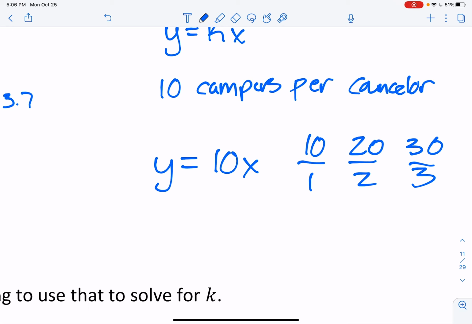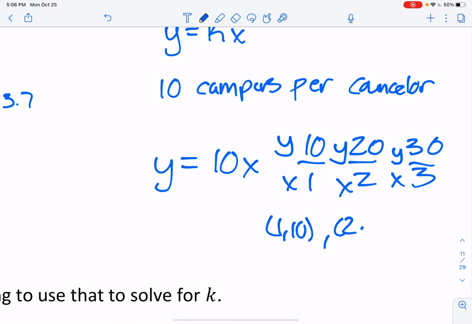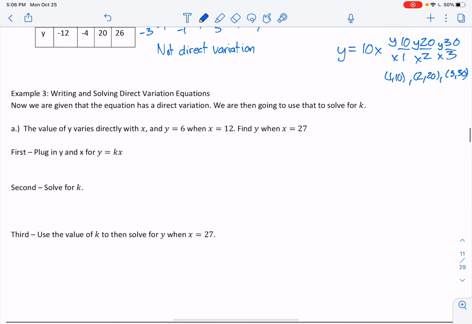So this would be x, this would be y, this would be x, this would be y. So I'm looking for the points (1, 10) on the graph, (2, 20) on the graph, and (3, 30). So my graph should include those things. So you look at those.